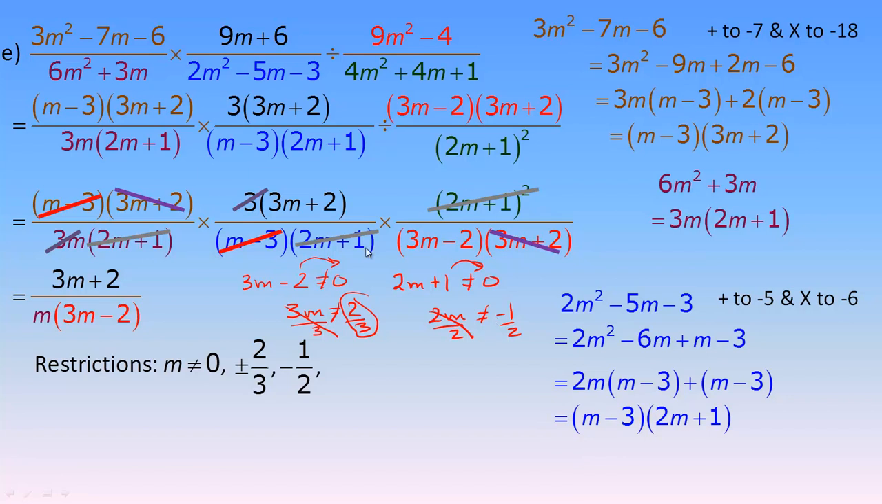And then last but not least, this m minus 3 factor that divided out is the only other one that was once upon a time in the denominator. And 3 would make that 0, because 3 minus 3 is 0, so 3 is the last restriction. So altogether there are 5 restrictions for that one. And that's the end of the tutorial.